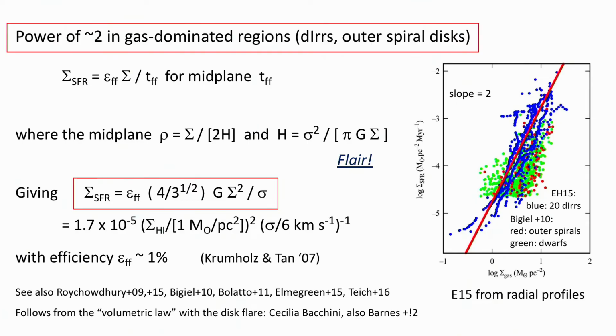Efficiency, this is another piece of magic. Not only is the thickness about constant in main disks, but the efficiency is about the same. And that just is the red line here plotted on top of 20 dwarf irregulars and a bunch of outer disks.